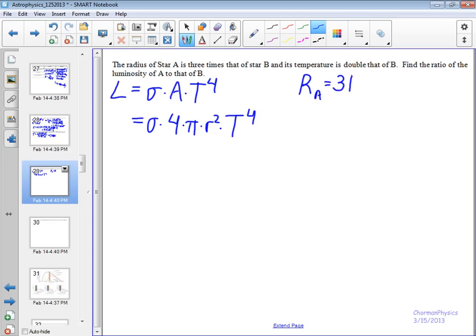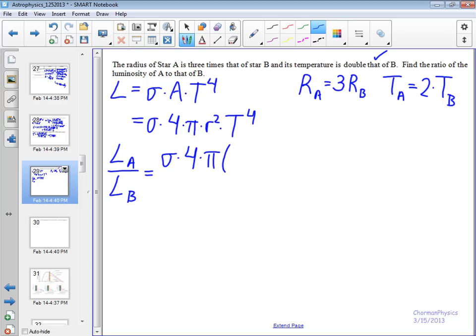And so what I mean by that, and I'm just going to write this out here, okay, is that the radius of A is equal to 3 times the radius of B. And then see here, the temperature of A is 2 times the temperature of B. All right, that's what's given in this first sentence. You should be able to tease that out.